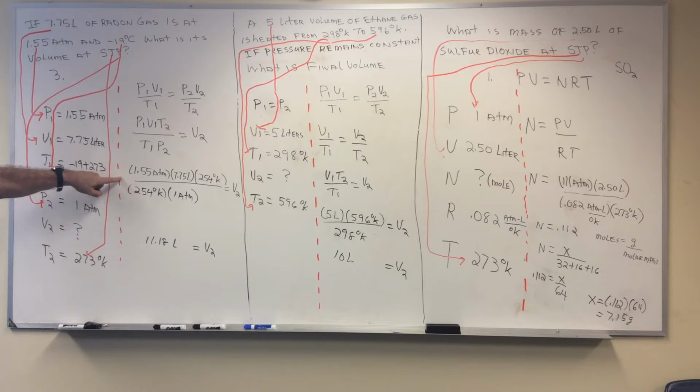Next one is we put in the data. 1.55, 7.75, 254, which are the appropriate ones.